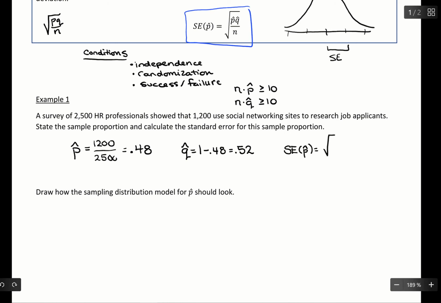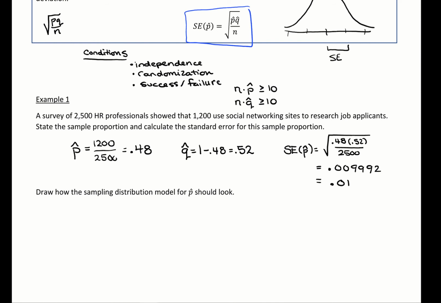We would take the square root of 0.48 times 0.52 over our sample size of 2,500. Rounding that to 4 decimal places, you'll get 0.009992, essentially. Rounding that to 4 decimals, it's going to round up to just 0.01. So that would be our standard error.